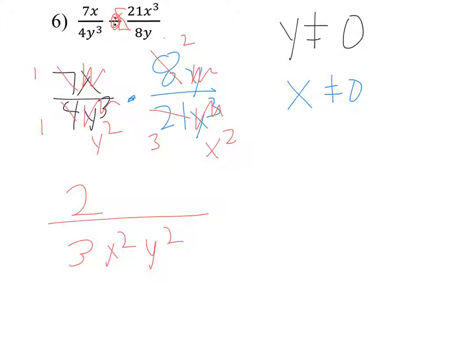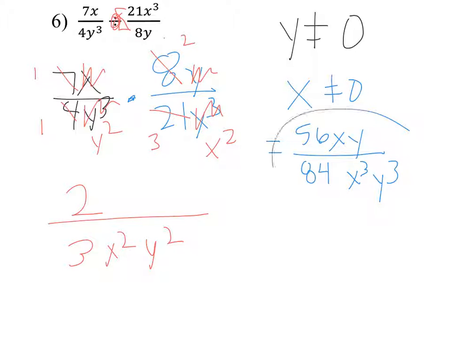And let's say if you didn't want to simplify it like that, you could have multiplied 7 times 8, which is 56xy. And 4 times 21, 4 times 21 is 84, x cubed, y cubed. And then you could have simplified from here. Either way, you would still get this answer.